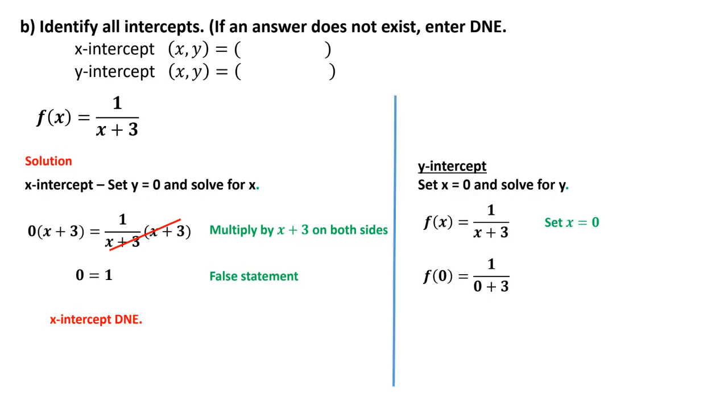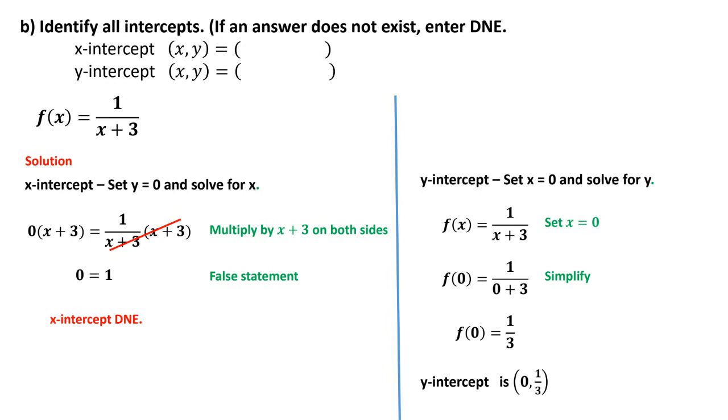So let's go ahead and solve for our y-intercept. To find the y-intercept, we set x equal to 0. Everywhere we see x, we plug in 0. So we have 1 over 0 plus 3. 0 plus 3 is just 3 after we simplify, so we have the fraction 1/3. So our y-intercept is: when x was 0, our y value was 1/3.